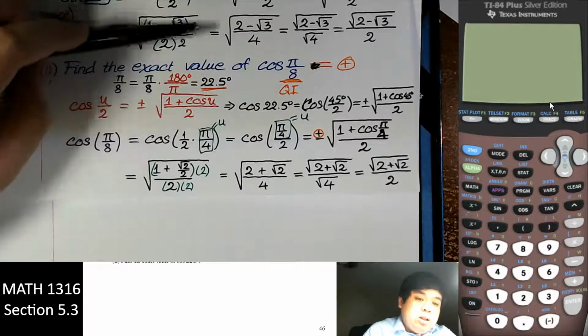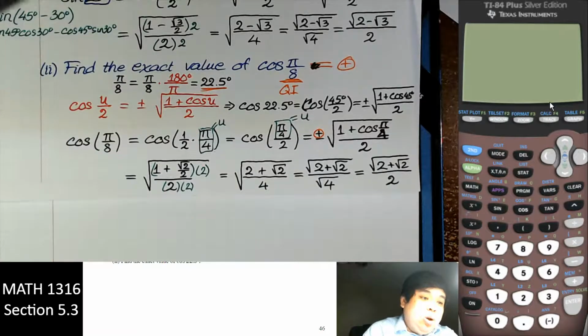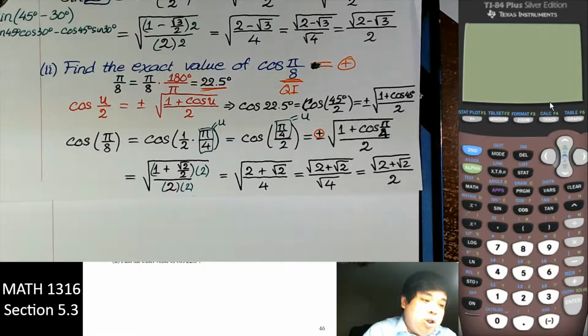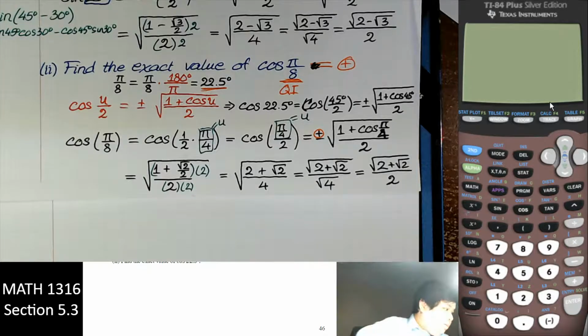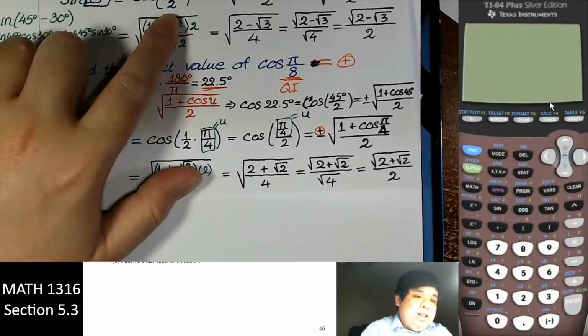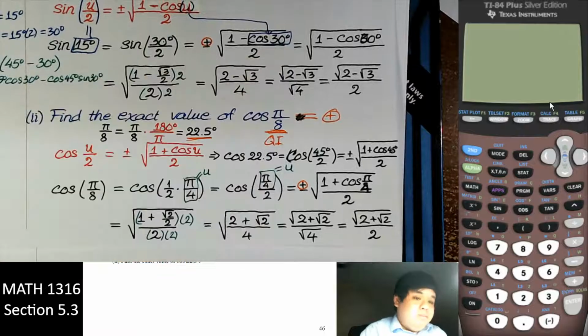No, this should be 30 degrees. That is not 15. U over 2 is 15, not U. U over 2 is 15 degrees, so U is 30 degrees. So this should be 30 degrees, not 15.